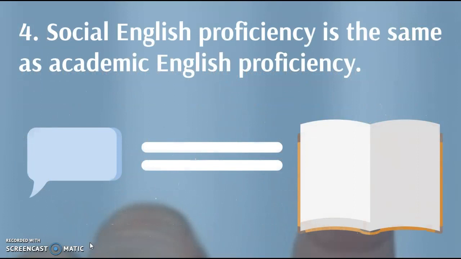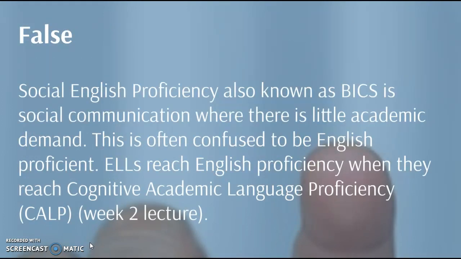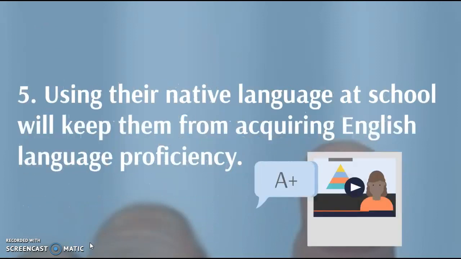Number 4, social English proficiency is the same as academic English proficiency. This is false. Social English proficiency is also known as BICS. It's a social communication where there is little academic demand. This is often confused to be English proficient. ELLs reach English proficiency when they reach cognitive academic language proficiency, or CALP. This is their academic language for school.